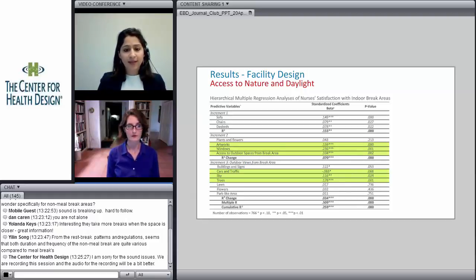And based on that analysis, having that artwork, having those windows, that access to outdoors, and views to trees and sky was significantly associated with their satisfaction with the indoor break areas. And as you see, the views to cars and traffic is negatively associated with their satisfaction.